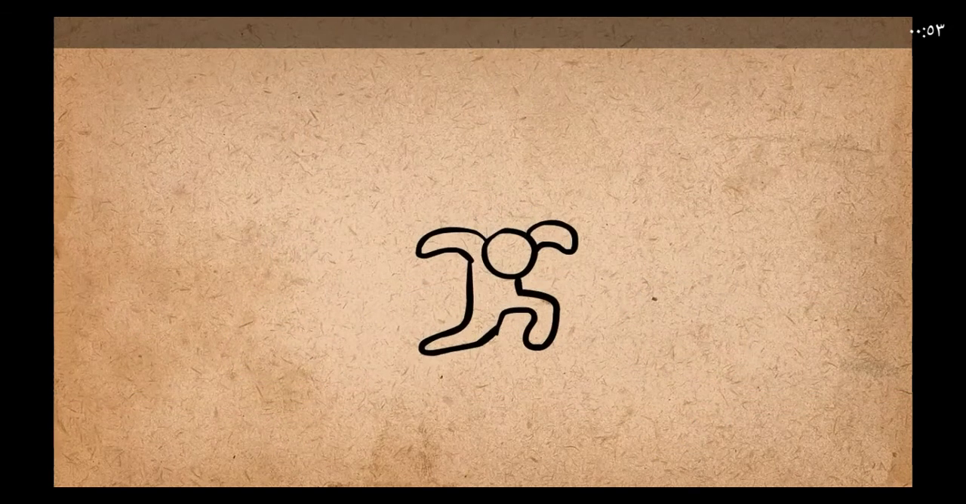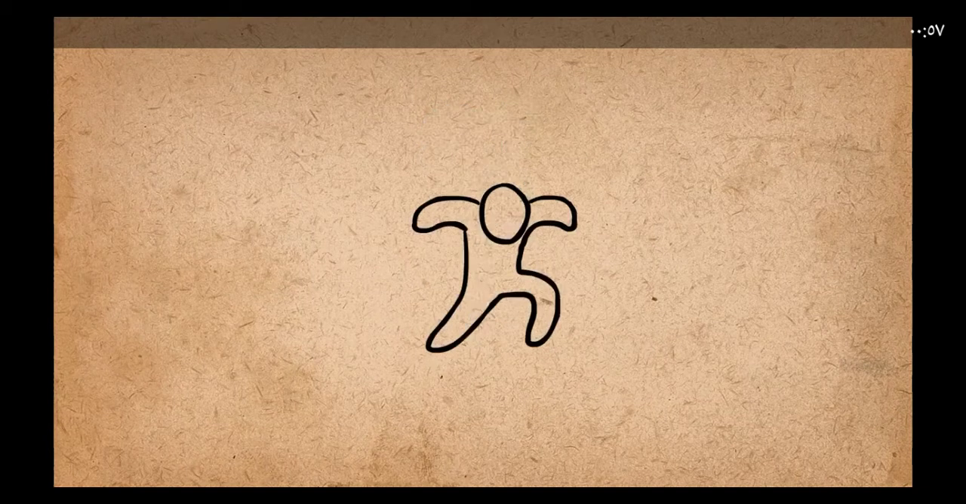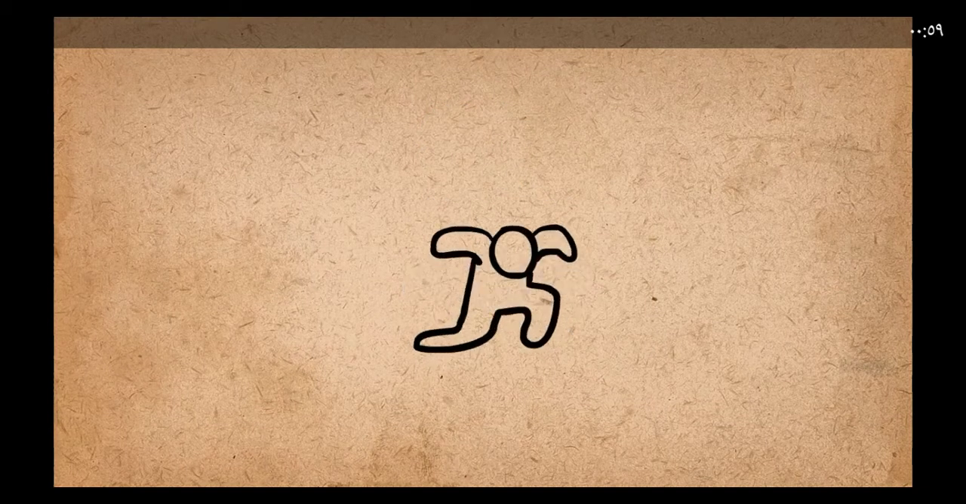Squash and stretch applies to characters too. Look at how this figure is stretching from the speed that he's coming down with, and then he squashes after he lands before settling in his pose.